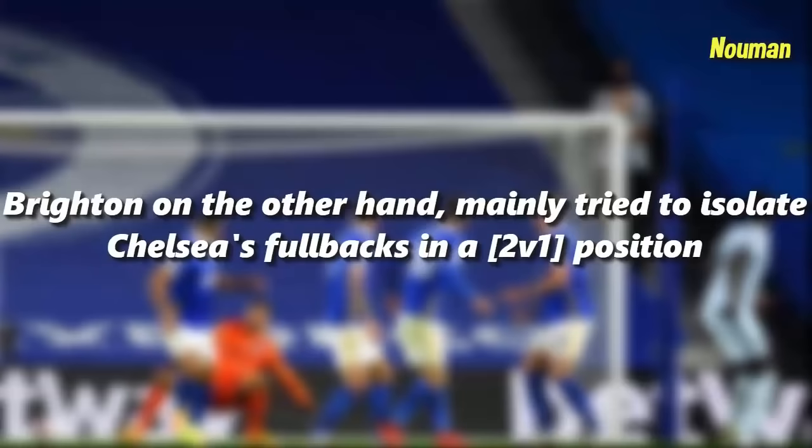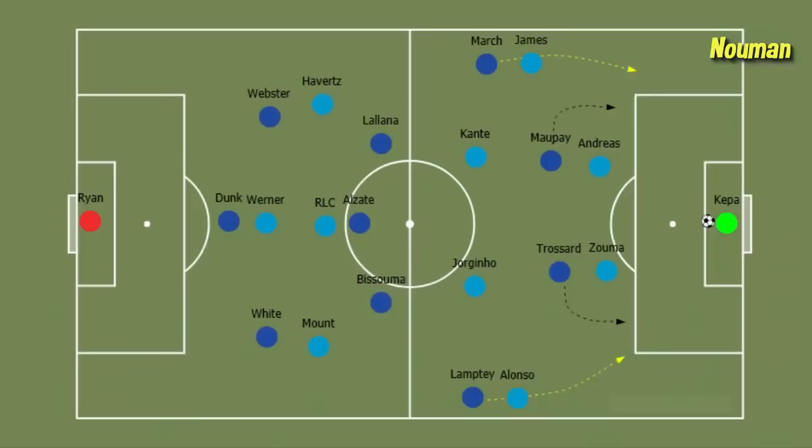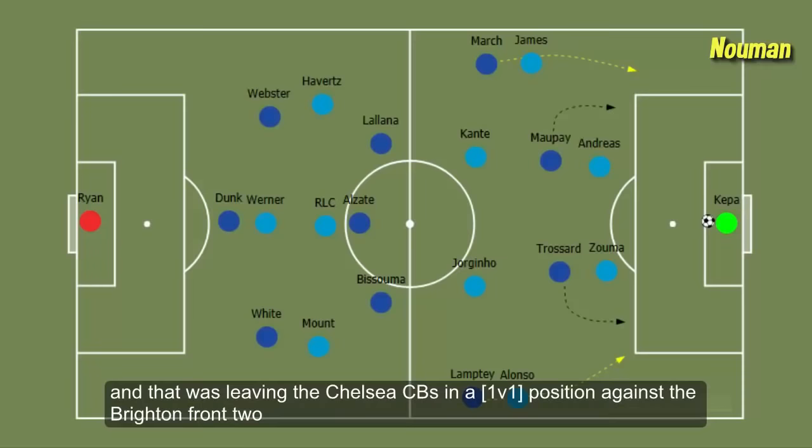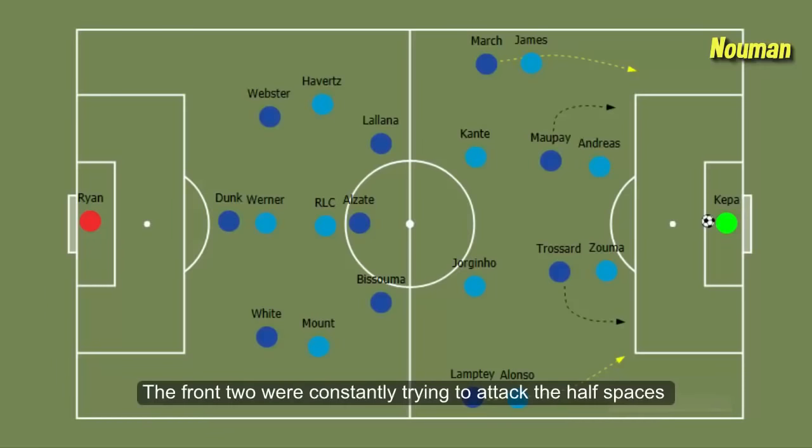Brighton, on the other hand, mainly tried to isolate Chelsea's fullbacks in a 2v1 position. The wingbacks were forcing the Chelsea fullbacks out, and that was leaving the Chelsea centre-backs in a 1v1 position against the Brighton front two. The front two were constantly trying to attack the half spaces whenever the wingbacks forced the Chelsea fullbacks out.